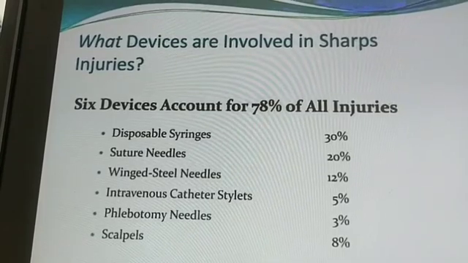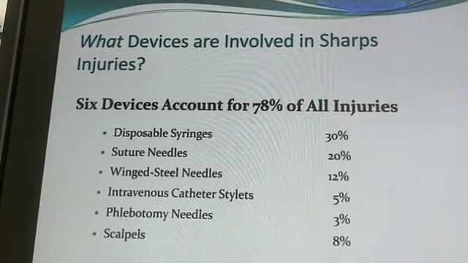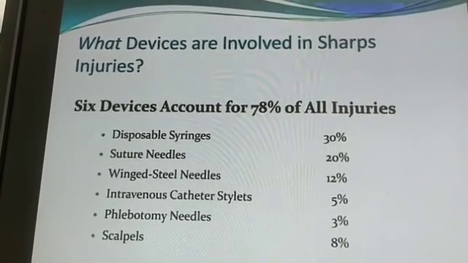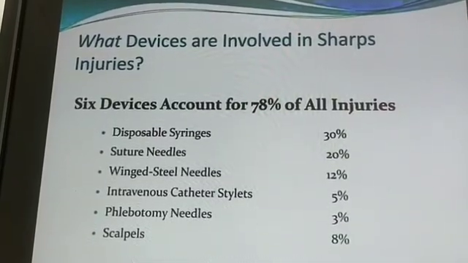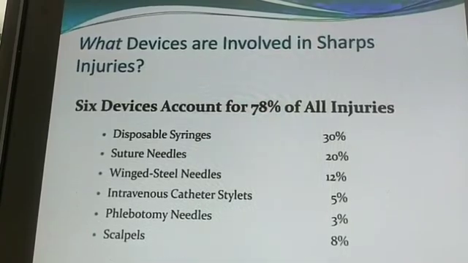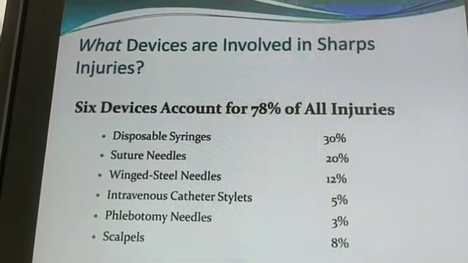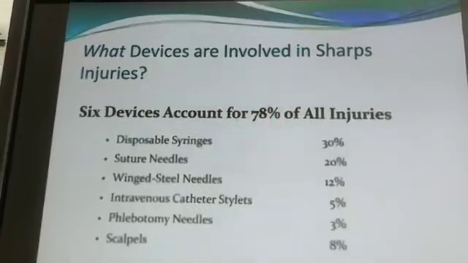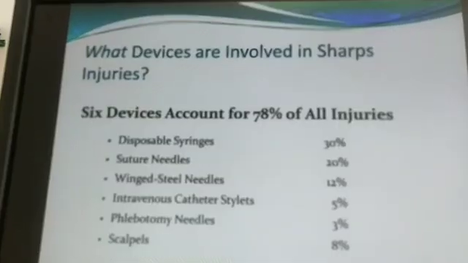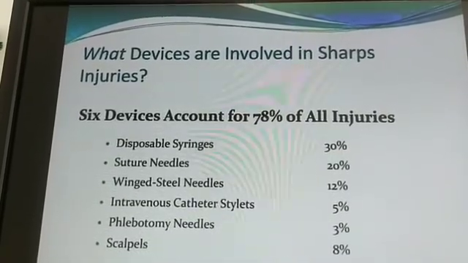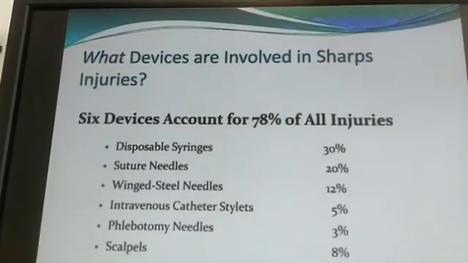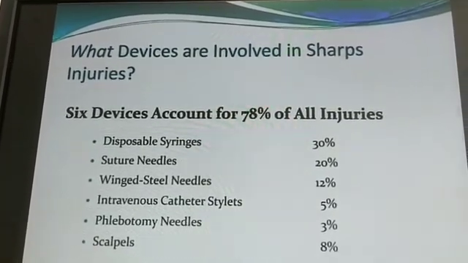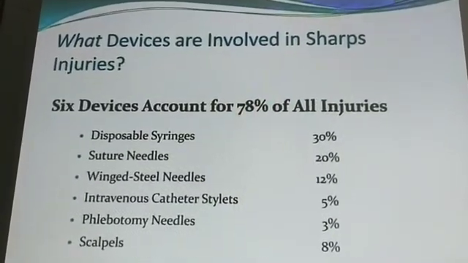What devices are involved in sharp injuries? 6 devices account for 78% of all injuries. Disposable syringes 30%, suture needles 20%, winged steel needles 12%, intravenous catheter stylets 5%, phlebotomy needles 3% and scalpels 8%.